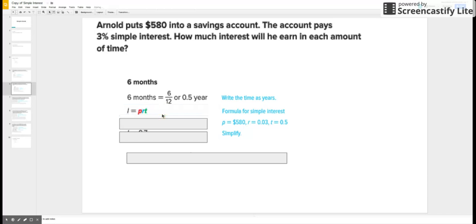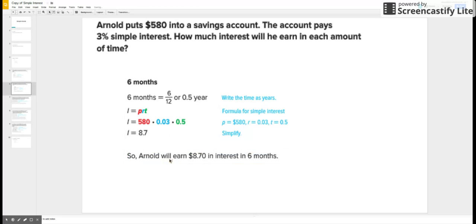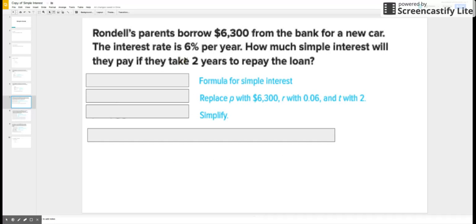Your formula is interest is equal to PRT again. So P, we're going to make it 580. R, 0.03. And T, we're going to say 0.5 because it has to be in years. Multiply those three together and you get 8.7. So Arnold will earn $8.70 in interest in 6 months. Let's look at our next example.